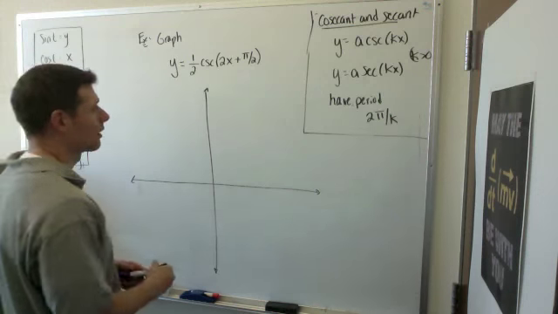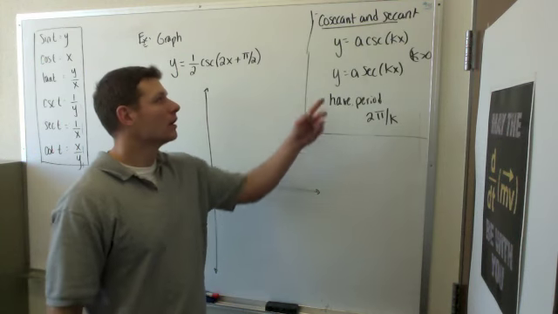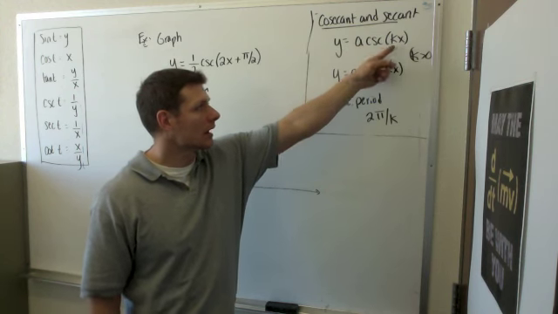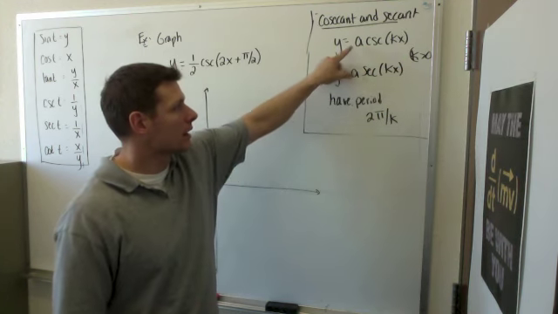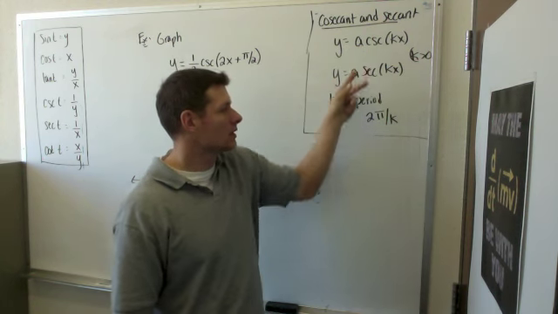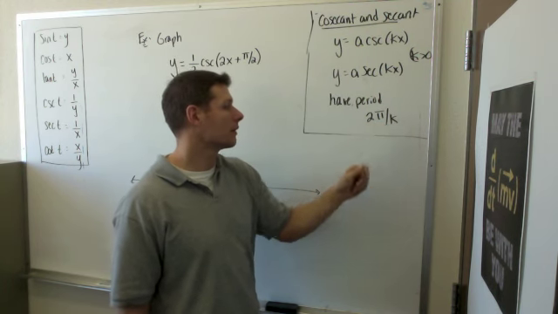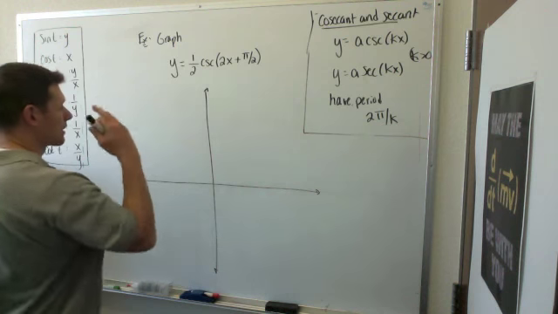Okay, so now we're going to take a look at cosecant and secant. Y equals a cosecant kx, y equals a secant kx. K is a positive number, and a is our amplitude. These two things have period 2 pi over k. Okay, so let's take a look at an example.